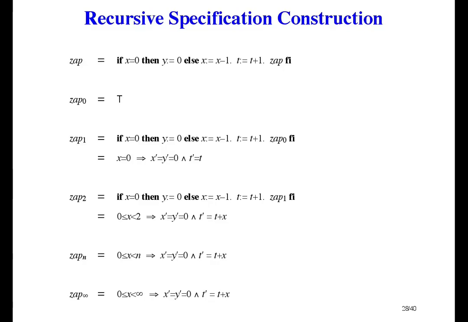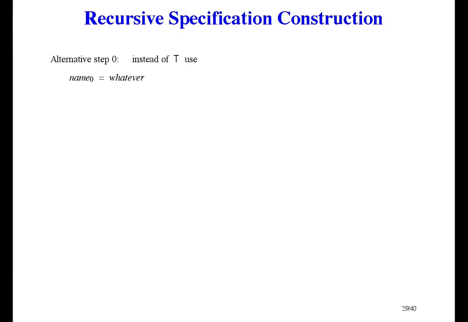This recursive construction procedure has some options. We don't have to start at true. We can start with any specification. Different starting points may give different candidates for solutions. And instead of substituting infinity for n, we could take the limit. Occasionally that gives a different candidate for solution.